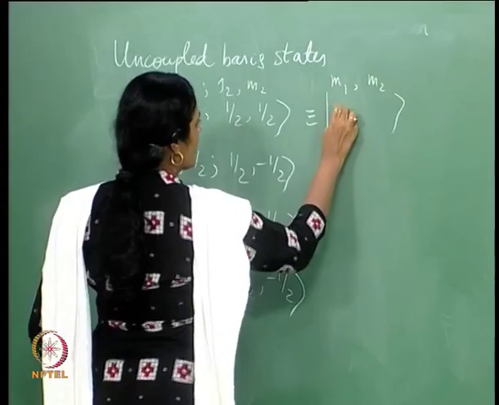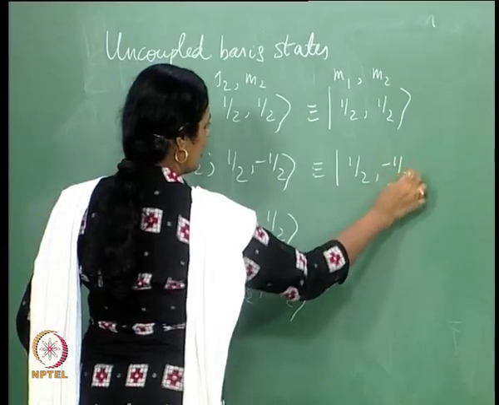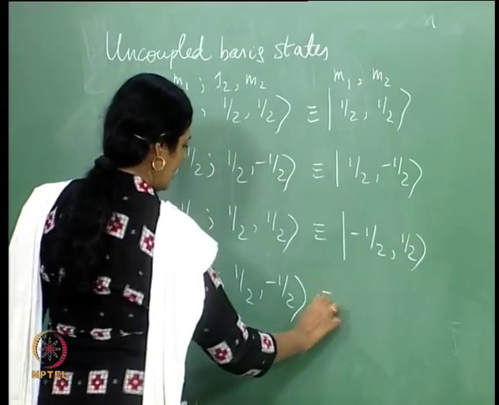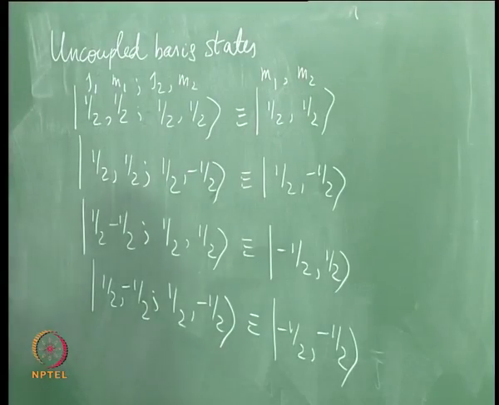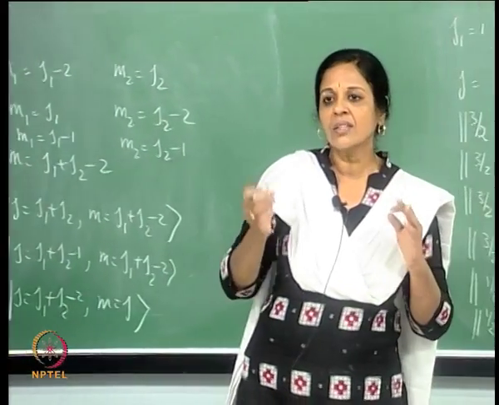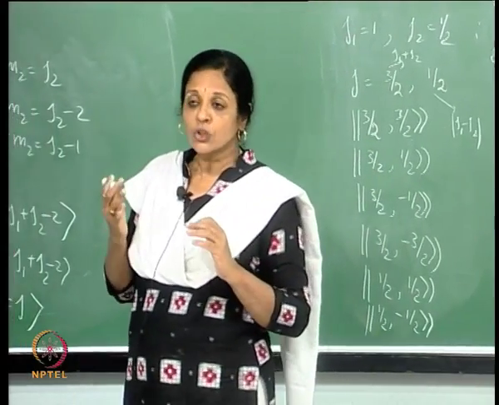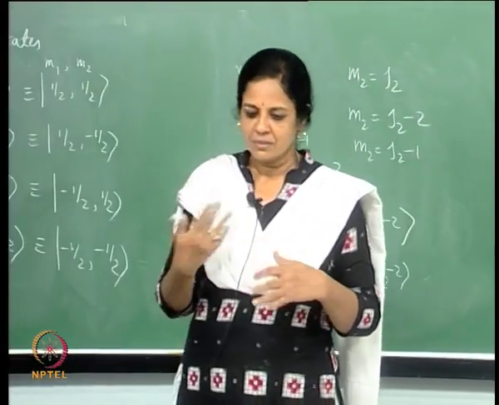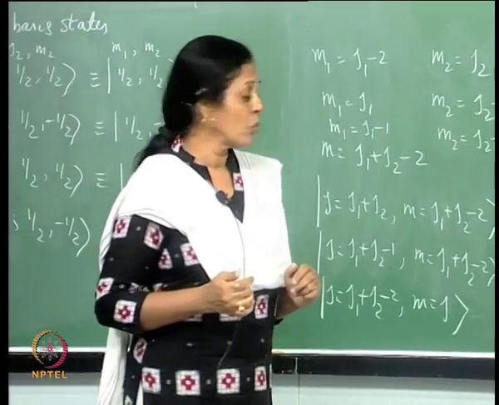So, I would like to write this state as half half, this as half minus half, this as minus half half, and this as minus half minus half. And these are the uncoupled basis states. So, by way of a shorthand notation, I represent the uncoupled basis set using the labels M1 and M2. I should have written J1 M1, J2 M2, but I am just trying to save some time and write a compact notation. So, I write M1 and M2.